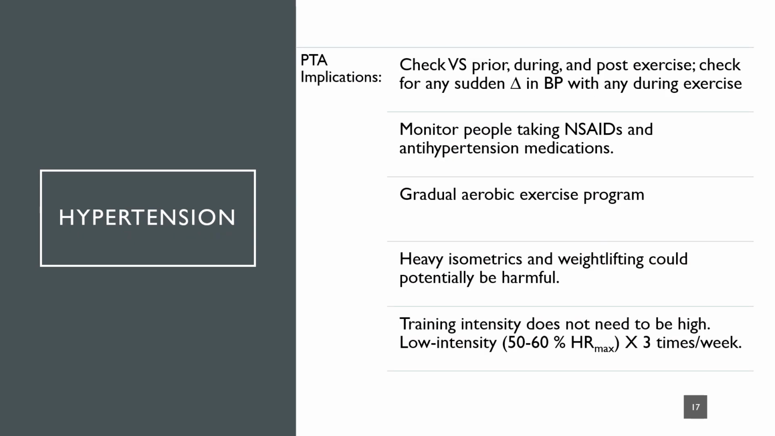PTA implications for hypertension. Check vital signs prior, during, and post exercise. Check for a sudden change or increase in blood pressure with any exercise. Monitor people taking NSAIDs and antihypertensive medications. Gradual aerobic exercise program. Heavy isometric and weightlifting could be potentially harmful. Training intensity does not need to be high. Low intensity between 50 and 60% of heart rate max, 3 times per week.